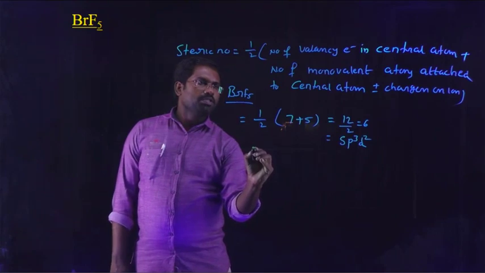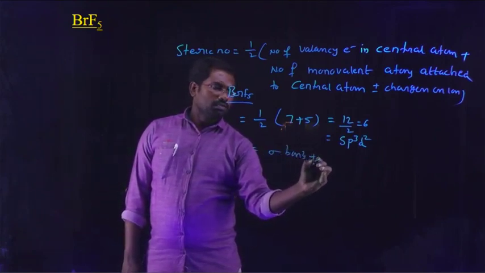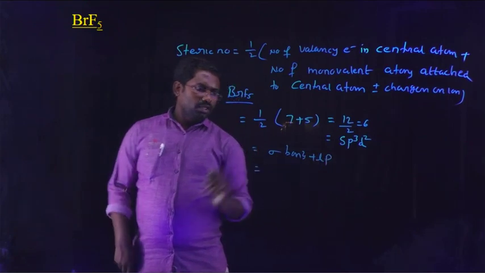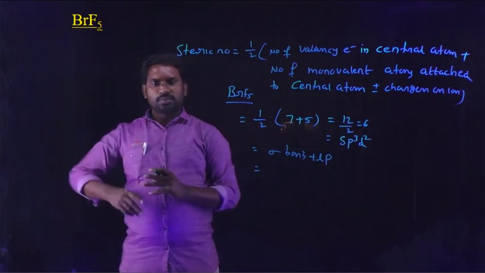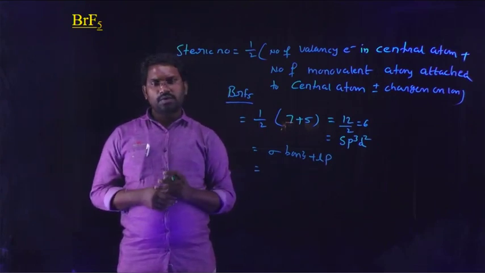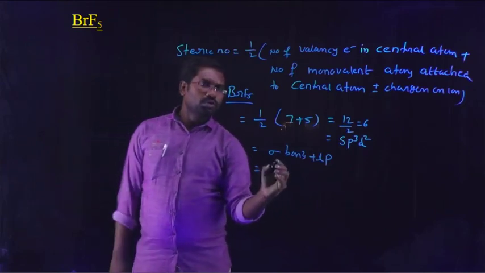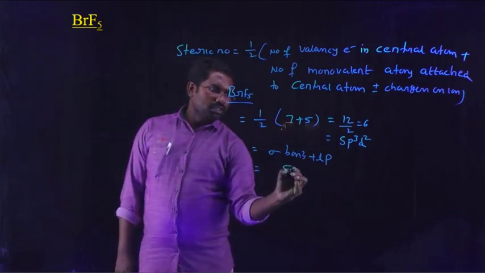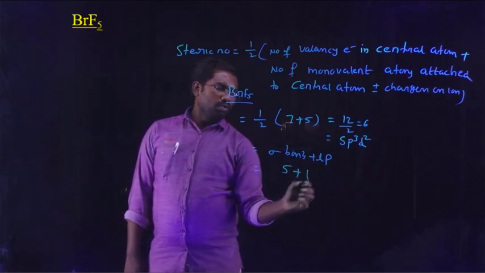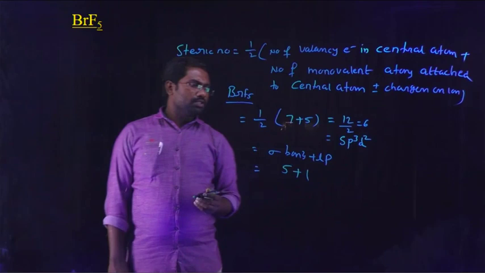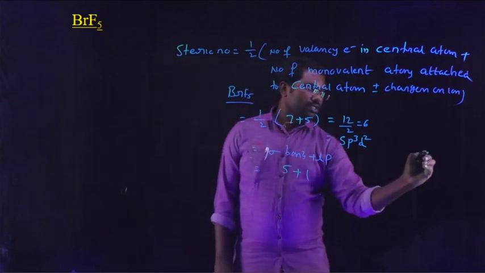Therefore steric number is equal to number of sigma bonds plus lone pairs. How many sigma bonds are present in BrF5? Fluorine contains 1 unpaired electron. Here 5 fluorines contain 5 unpaired electrons. They are able to form 5 sigma bonds with the bromine. Therefore, 5 sigma bonds are present. How many lone pairs are present here? Only 1 lone pair, because steric number is equal to 6. Therefore the structure of BrF5 is like this.